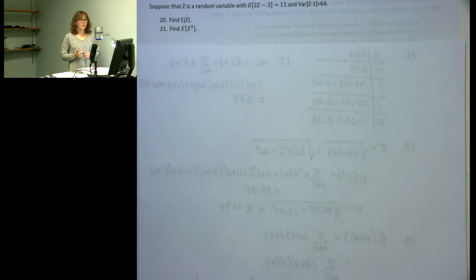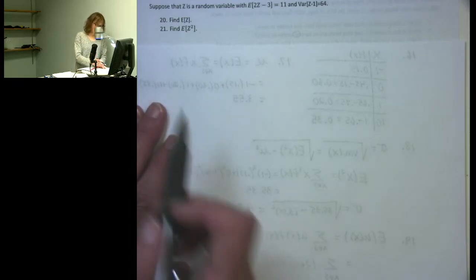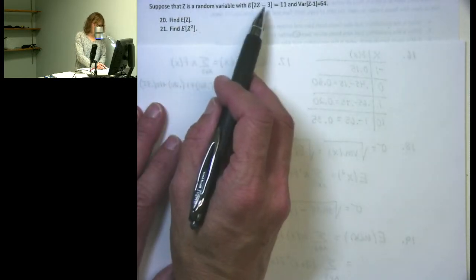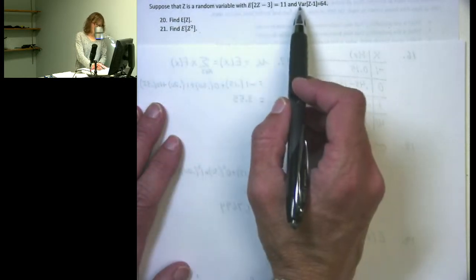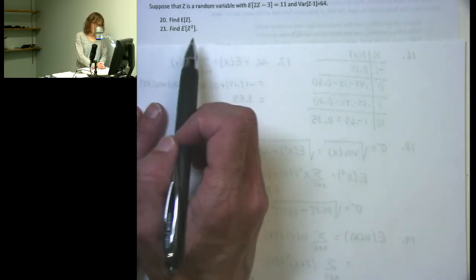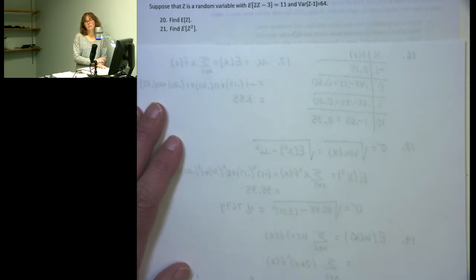Okay, this video is just going to work through questions 20 and 21 from the exercises for reviewing for the midterm. So, we have a random variable z with the expected value of 2 times z minus 3 equal to 11 and the variance of z minus 1 equal to 64. We want to find the expected value of z and the expected value of z squared.